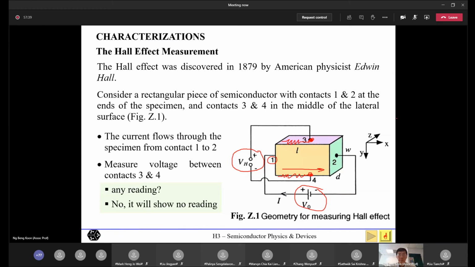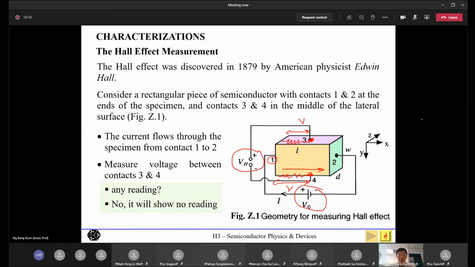Now, if I make contact to the top and bottom at the same distance from the edge, meaning the distance from point 3 to point 1 and from point 1 to point 2 is essentially the same, then the resistance between 1 and 3 and between 1 and 4 must be the same. If the resistance is the same, you would expect the voltage dropped from 1 to 3 and 1 to 4 to be the same as well. So if the voltage drop from 1 to 3 is V, then the voltage drop from 1 to 4 will also be V.